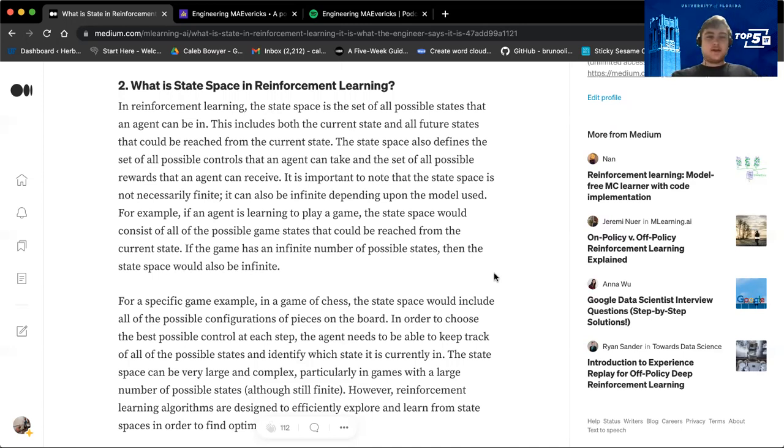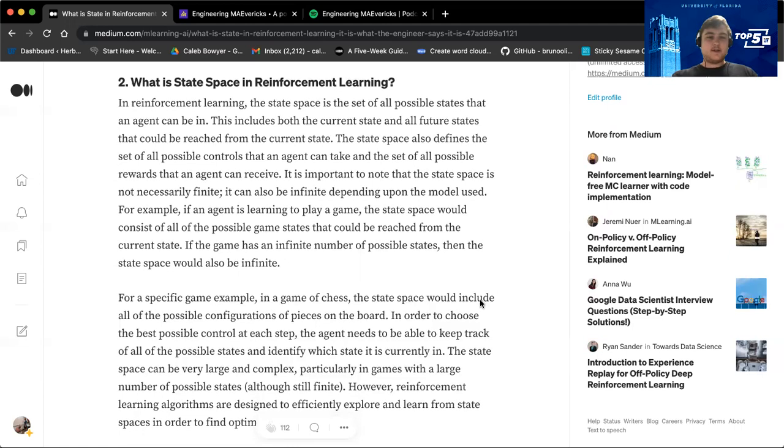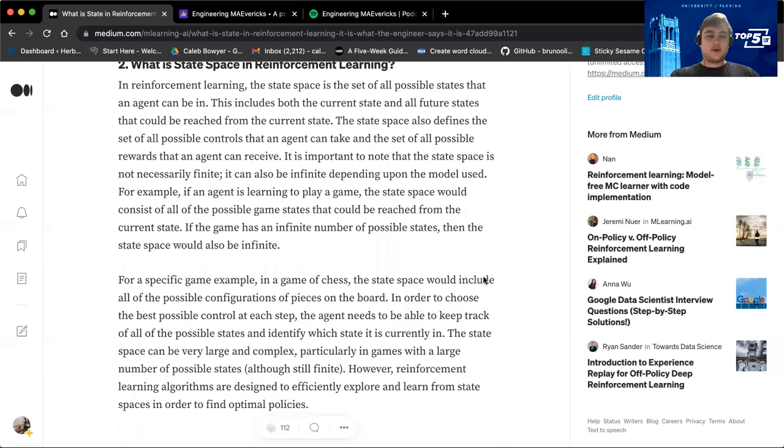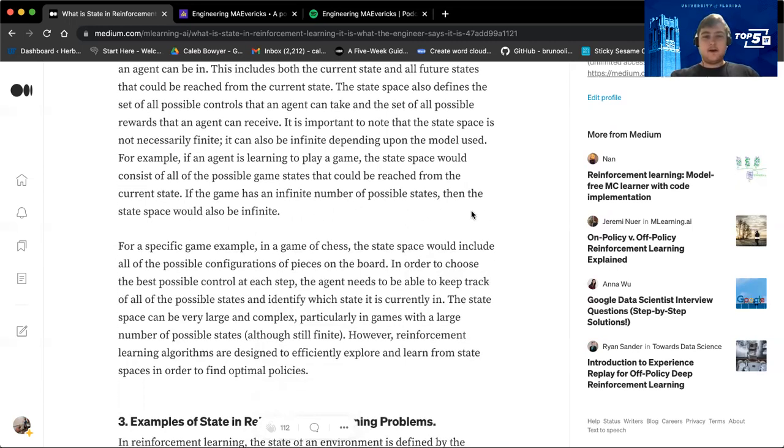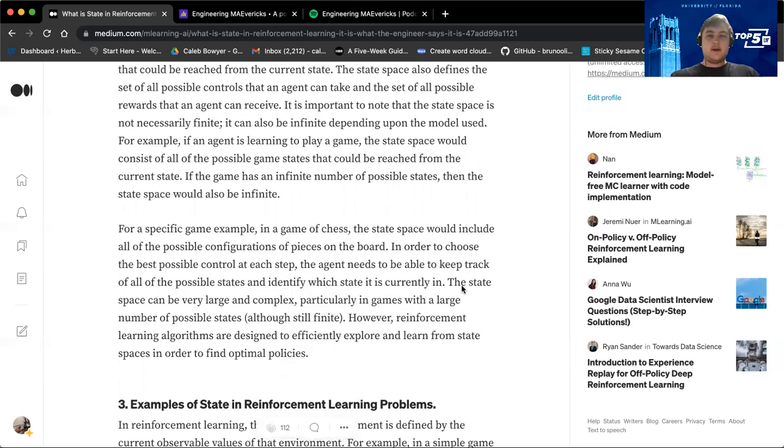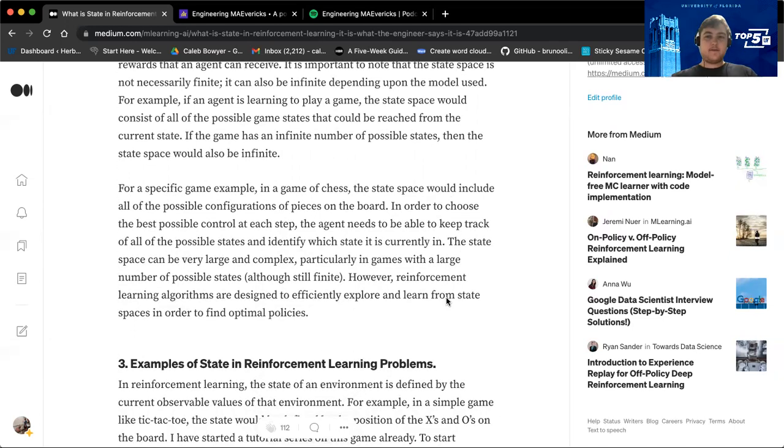It is important to note that the state space is not necessarily finite. That is, it could be some compact disk and we could have an infinite number of states in that compact disk. But usually for Markov or MDP-based formulations, we have a discrete set of states, usually discrete and finite. It can also be infinite depending upon the model used. For example, if an agent is learning to play a game, the state space would consist of all the possible game states that could be reached from the current state. If the game has a countably infinite number of possible states, not real-line infinite, but countably infinite, then the state space would also be countably infinite.